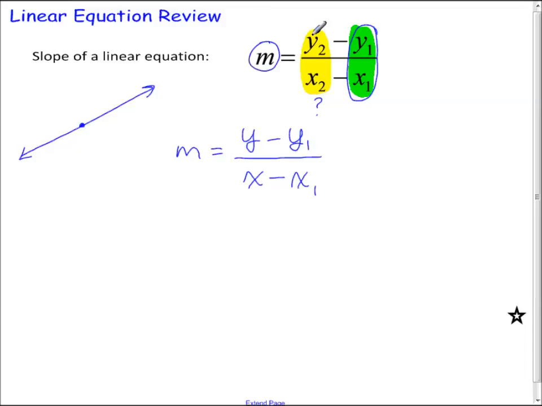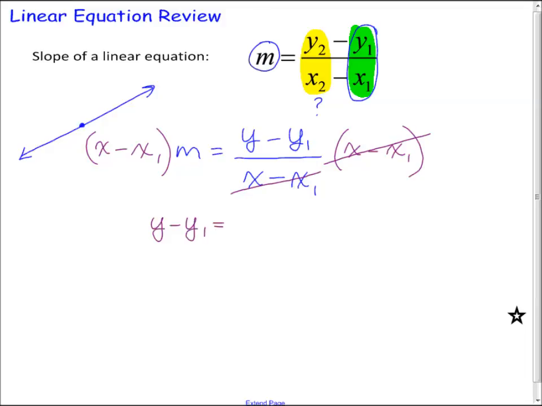Doing a little bit of algebraic work, I'm going to multiply both sides by x minus x1. And that means I get cancellation on this side, and simply rewriting the right on the left, I've got the equation y minus y1 is equal to m times x minus x1. And this is known as the point-slope form of a linear equation for pretty obvious reasons.